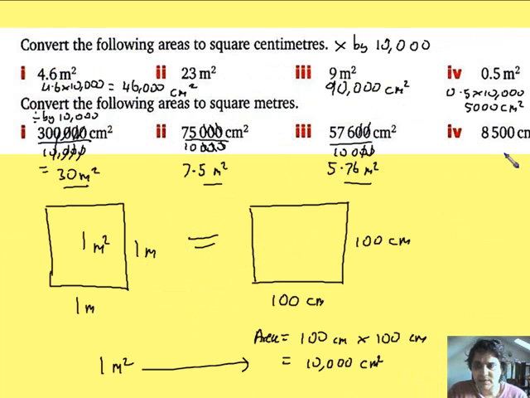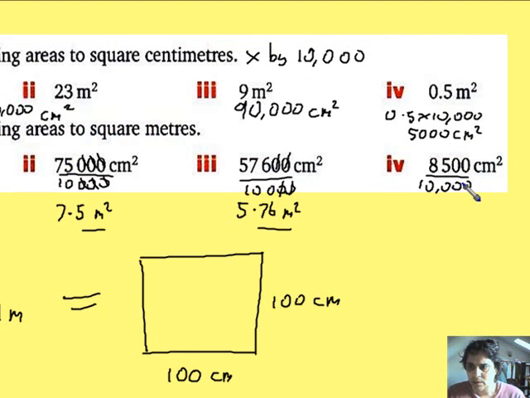5.76 meter squares. Divide this one by 10,000. I can go 1, 2, 1, 2. 85%, 85 over 100 if you will. That's going to be 0.85 meter square. Alright, so a little bit more tricky, that one.